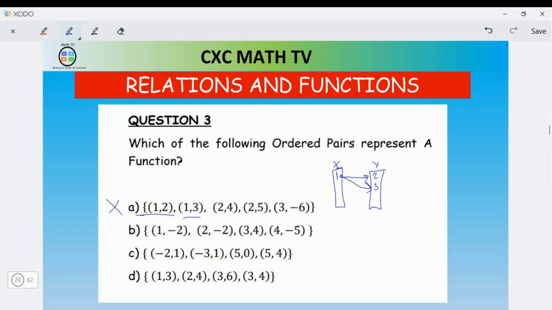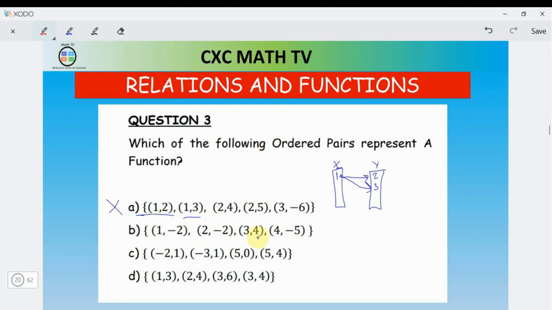All right, let's look at option B. As we can see, 1 maps to -2, 2 maps to -2, 3 maps to 4, and 4 maps to -5. That is looking good, right? This is looking extremely good.